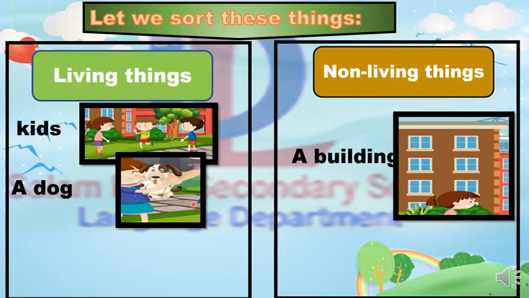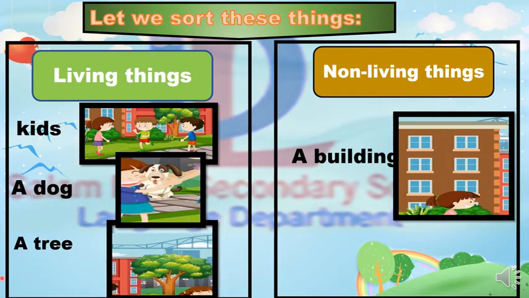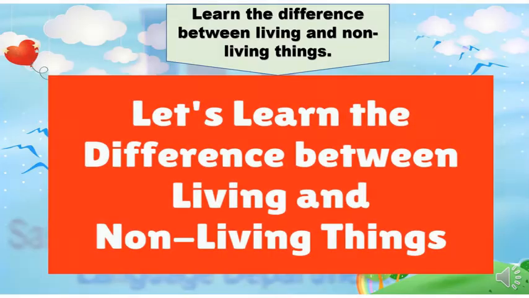I saw a dog. So a dog is a living thing because he is an animal. I see also a tree. A tree is a plant, so it's a living thing. Okay. We learn the difference between living and non-living things.